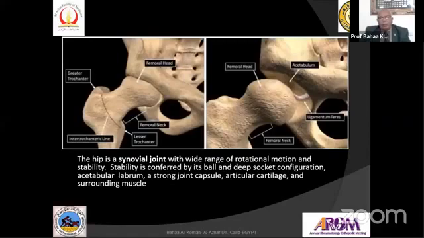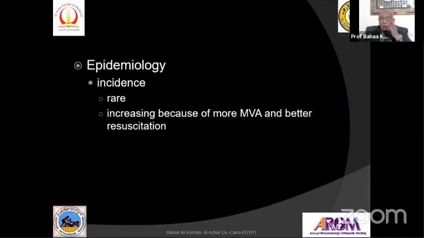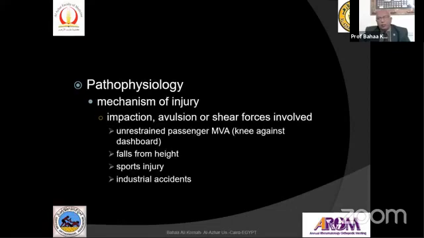And this is the hip joint. It is a synovial joint, we have to know, with a wide range of rotational motion and stability. Stability is conferred by its ball and deep socket configuration. About the epidemiology of head fractures, the incidence is rare, but increased because of motor vehicle accidents and better resuscitation. The mechanism of injury is always impaction, avulsion, or shearing forces, involving an unrestrained passenger in a motor vehicle accident, knee against the dashboard, or fall from height, or sport injury, or industrial accident.